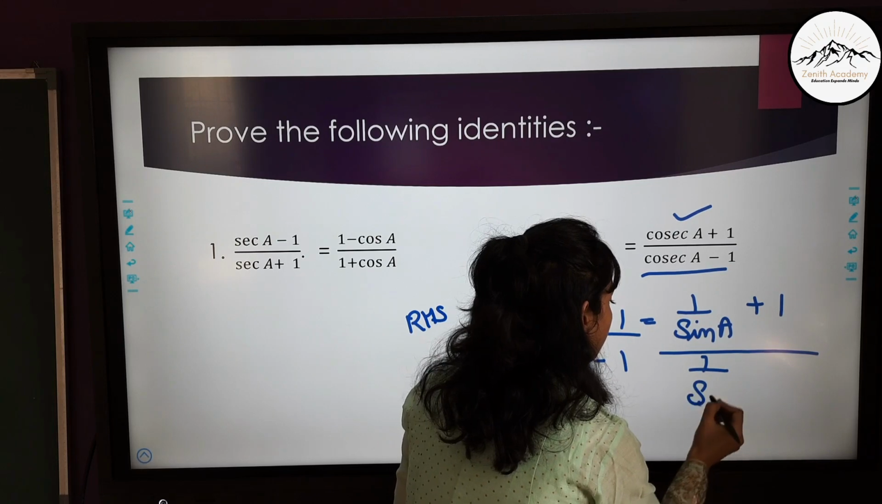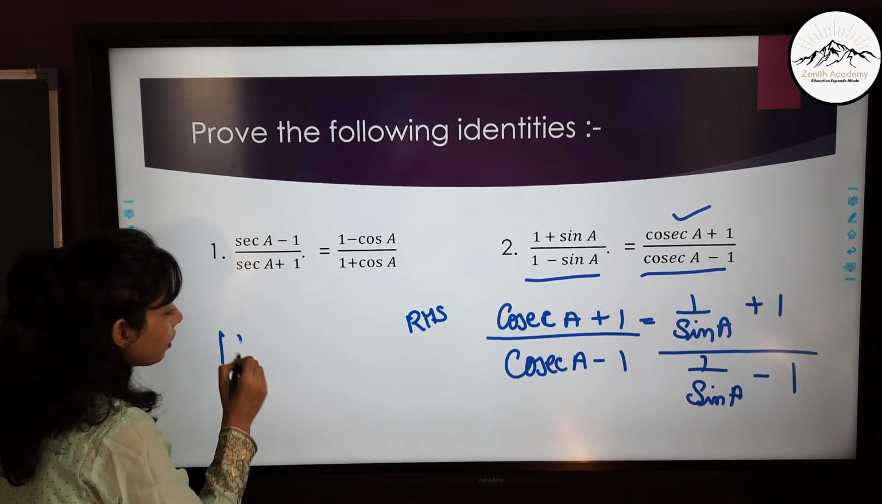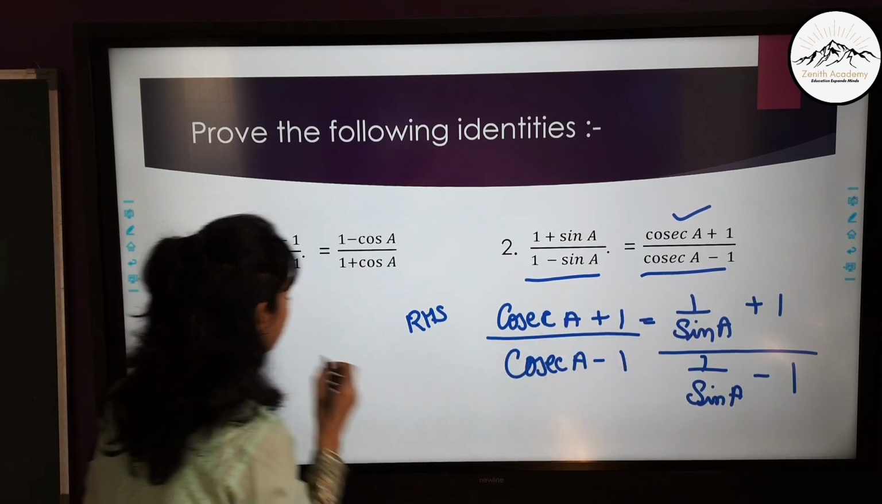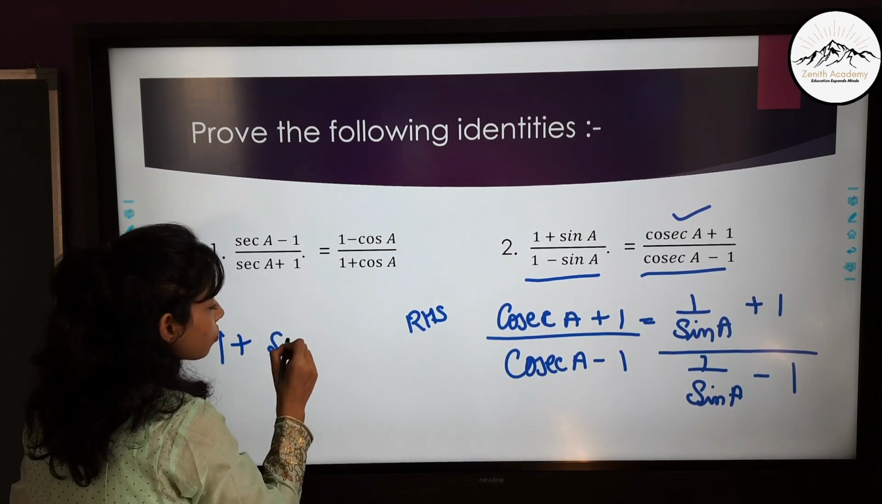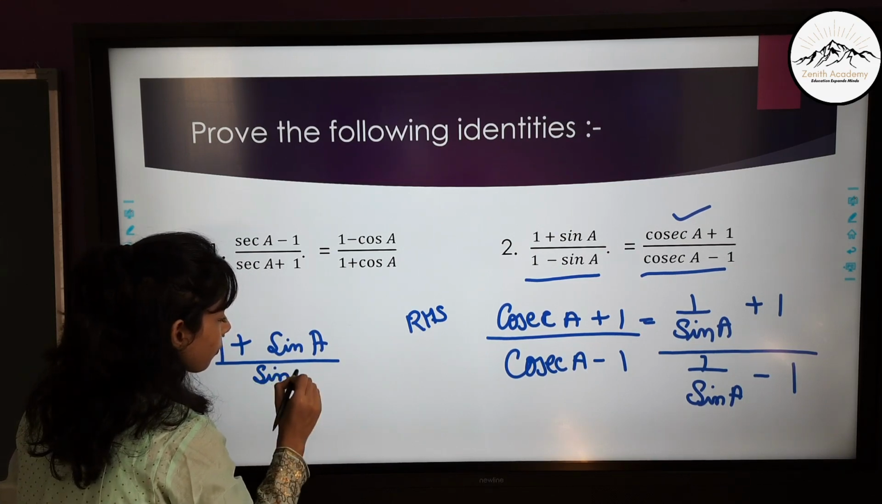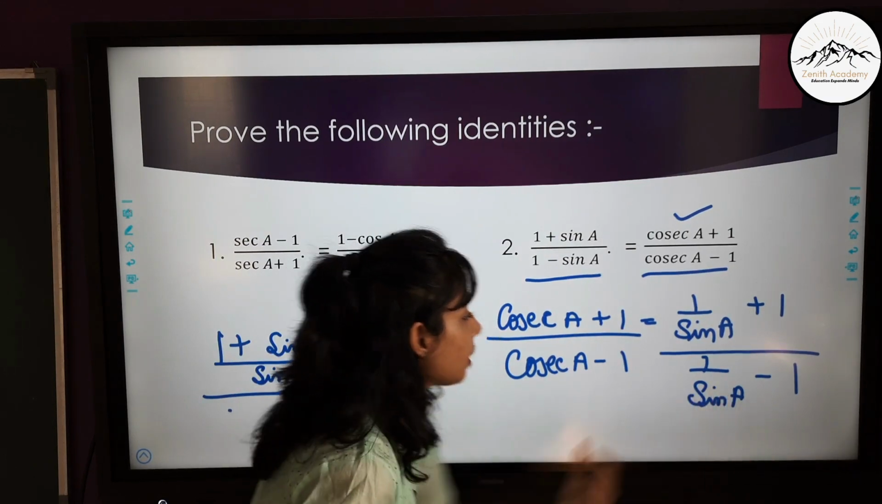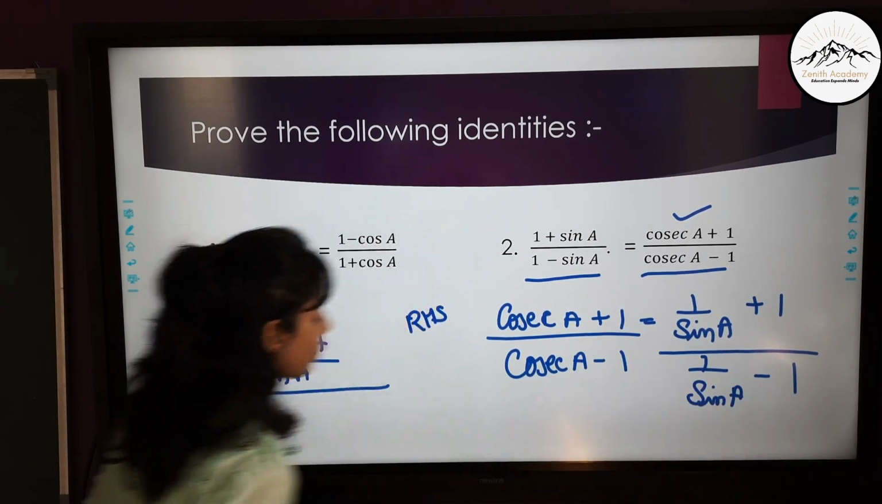upon 1 upon sine A minus 1. Now what will it be? 1 plus 1 into sine A, so 1 plus sine A upon sine A, whole upon, let's take the LCM here as well. 1 minus sine A upon sine A it will be.